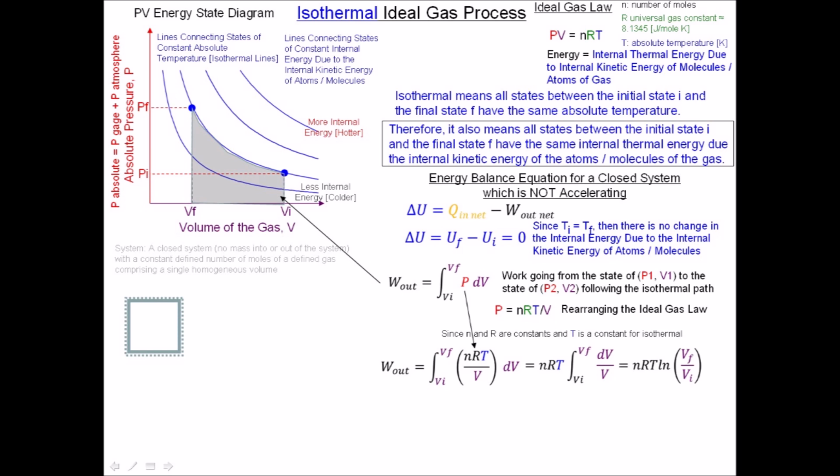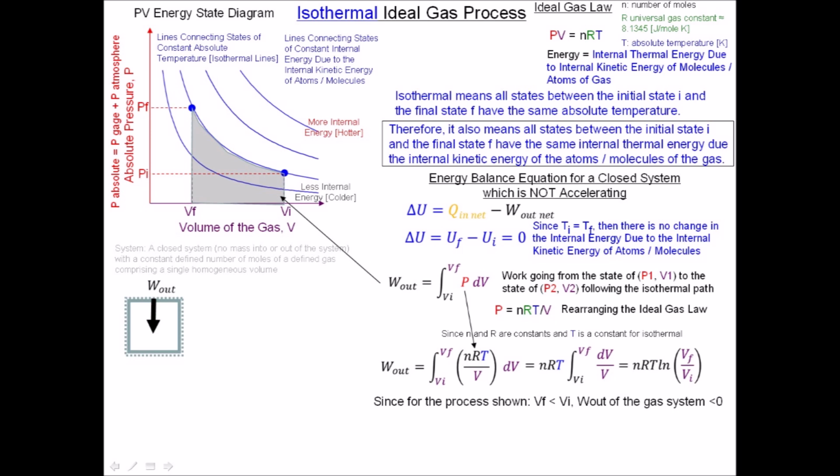And so I have nRT times the integral from the initial volume to the final volume of dV over V. That integral turns out to be the natural log of V. And solving from the initial volume to the final volume, we get the final equation. And so with the sign convention shown, for all cases in which the final volume is less than the initial volume, or in other words, systems in which the gas is compressed during the process, the work out of the gas is less than zero.